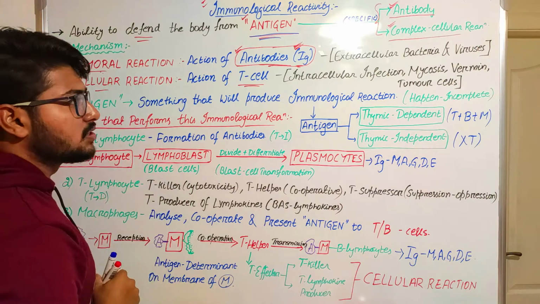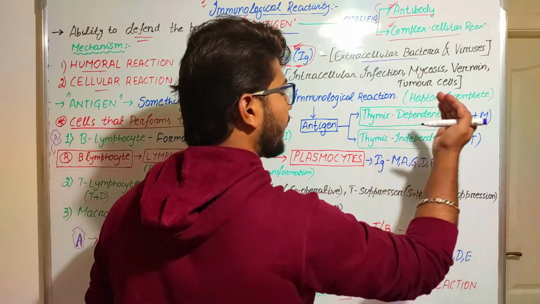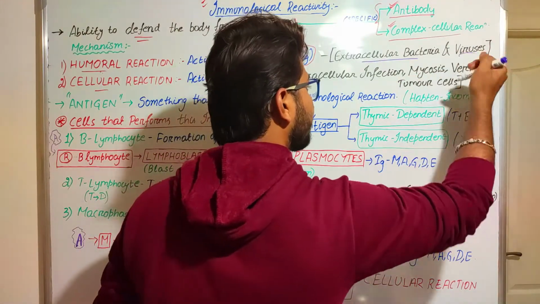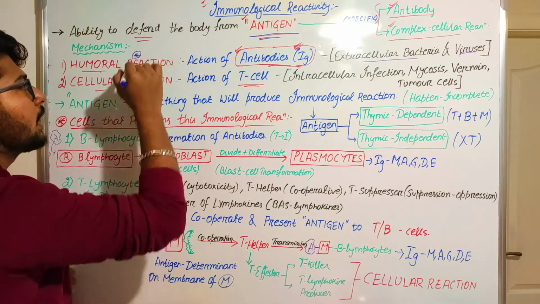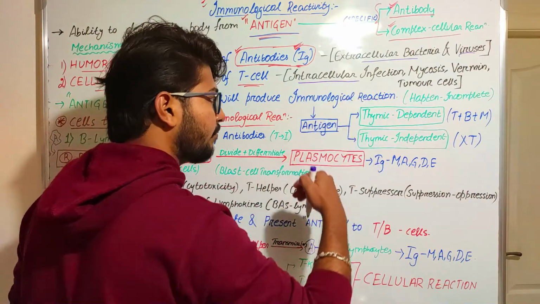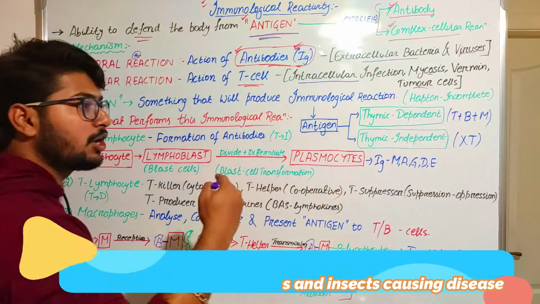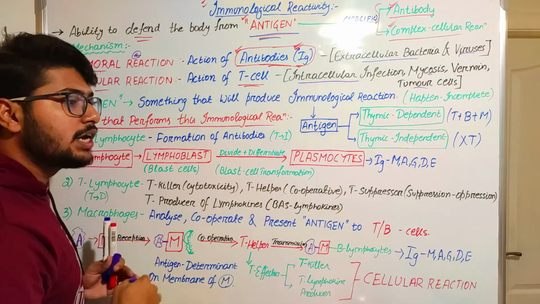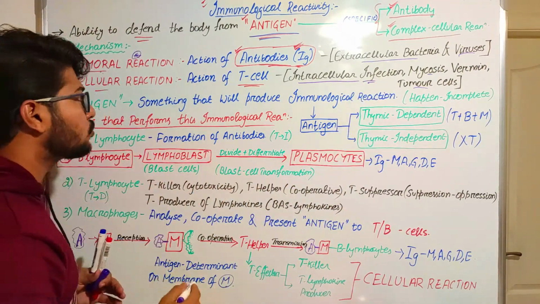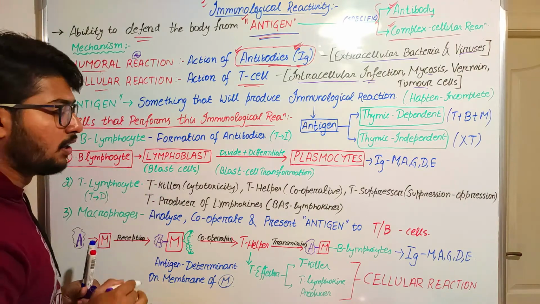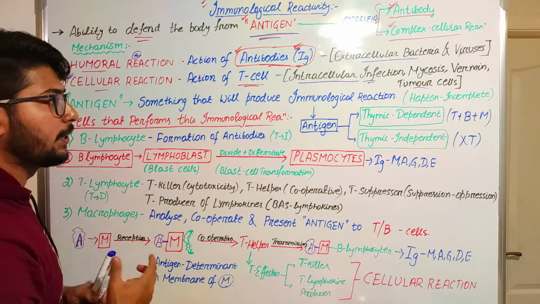Humoral reactions and cellular reactions: when there are extracellular bacteria or viruses acting upon our body, then the humoral reactions mostly get activated. And when there are intracellular infections inside the cell, when there are mycosis, vermin or tumor-like cells continuously producing differentiating and dividing cells, then our body will show this cellular kind of reaction. As these all are a type of antigen to our body.